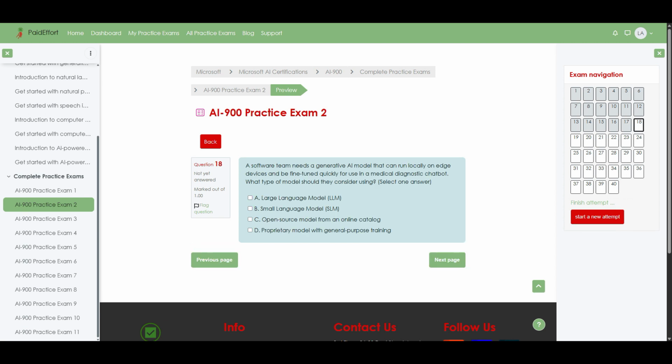A software team needs a generative AI model that can run locally on edge devices and be fine-tuned quickly for use in a medical diagnostic chatbot. What type of model should they consider using? Select one answer. A. Large language model, LLM. B. Small language model, SLM. C. Open source model from an online catalog. D. Proprietary model with general purpose training. The correct answer is B. Small language model, SLM. Let's talk through why this is the best choice.